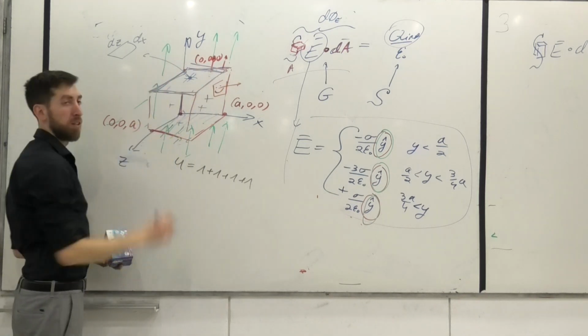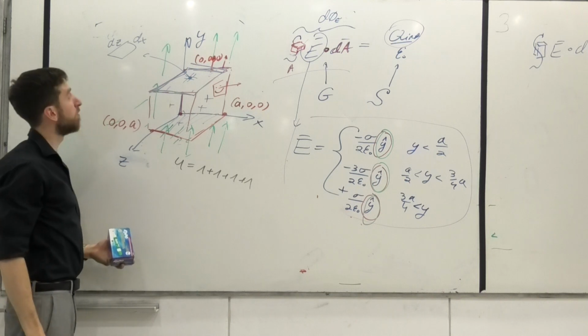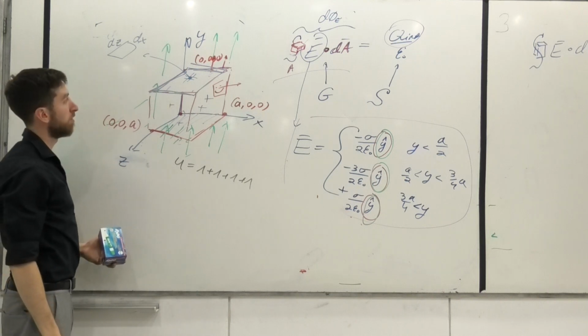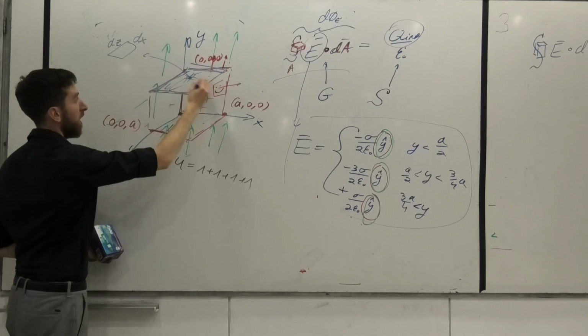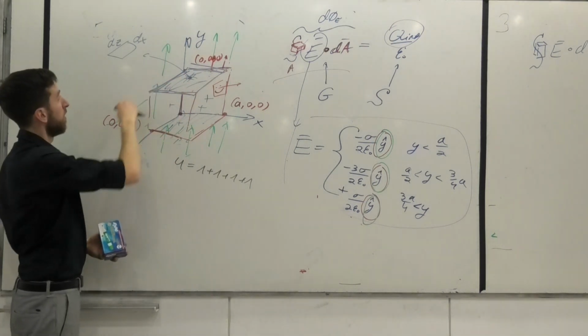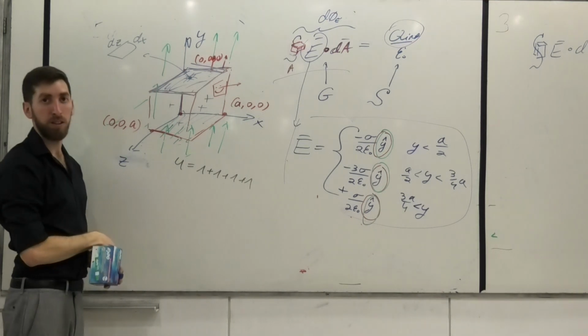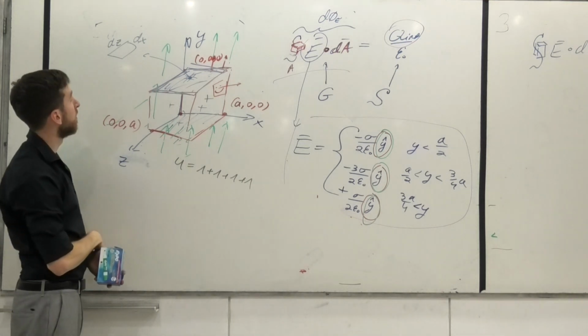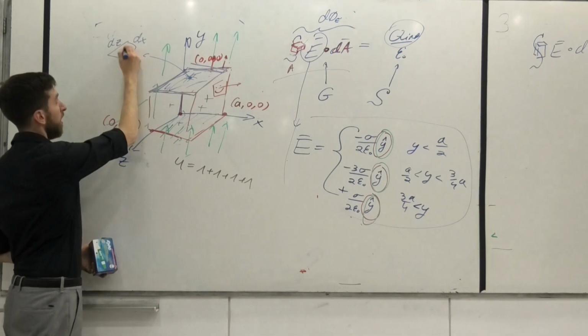What are you talking about? Since the side of the cube is A, so the small... Ah, you said that all this area is equal to a square? No, when we take the small part of that one you took, can we just take it as small a? Yeah, this is dA.